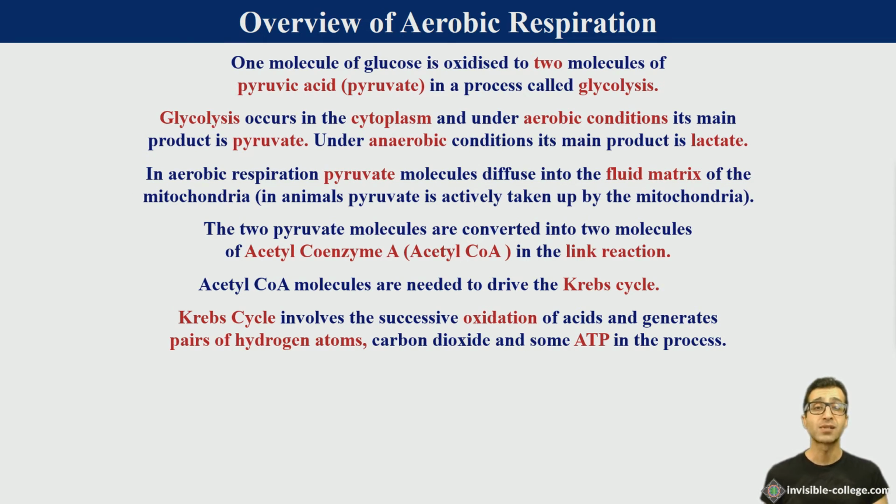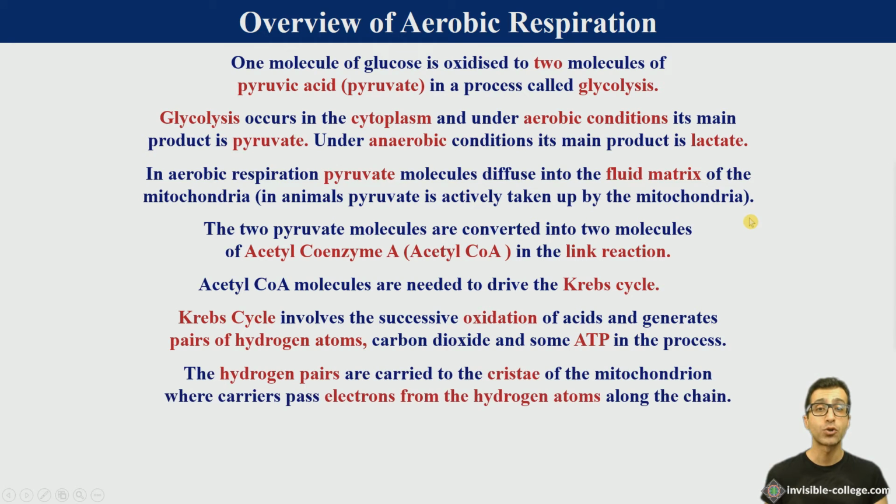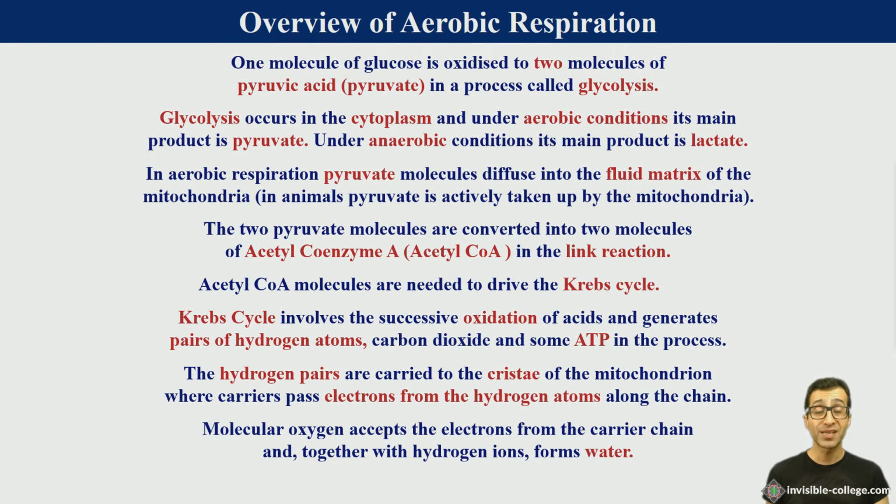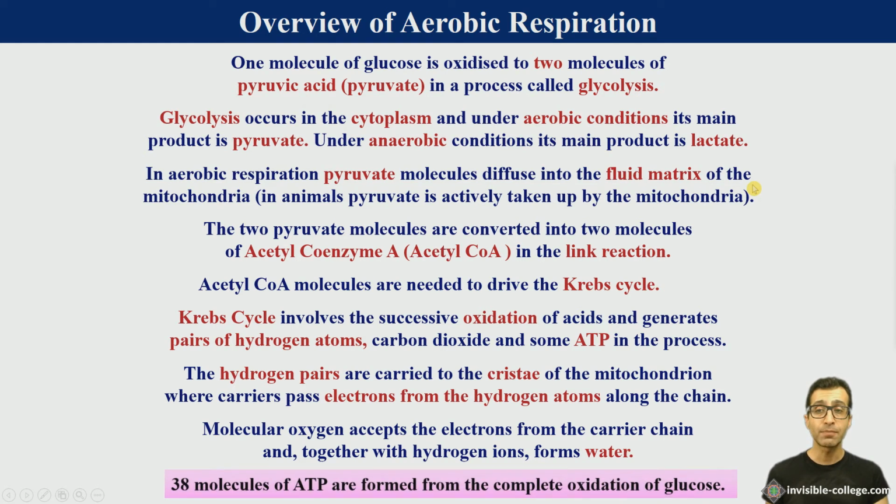Now, the pairs of hydrogen atoms are then carried to the cristae of the mitochondria, the inner infoldings of the inner mitochondrial membrane, and there they pass electrons from the hydrogen atoms along the carriers in that chain. Now, the final electron acceptor is molecular oxygen, and this combines along with those electrons with protons to form water molecules. So 38 molecules of ATP are formed per molecule of glucose under aerobic conditions by the whole series of processes, all the way from glycolysis through the link reaction to the Krebs cycle through to oxidative phosphorylation and chemiosmosis.